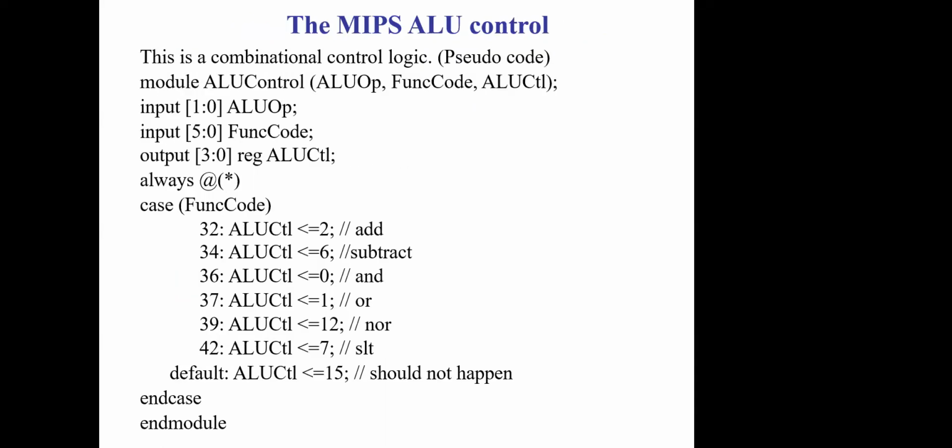So again, the function code. So I have, this is the case. This is the function code. If it is 32, please, the ALU control is equal to 2. If it is 34, the ALU control is equal to this. If it is 36, the ALU control is equal to that, and so on and so forth. I'm just copying whatever is in the table here. Correct? So as simple as that.